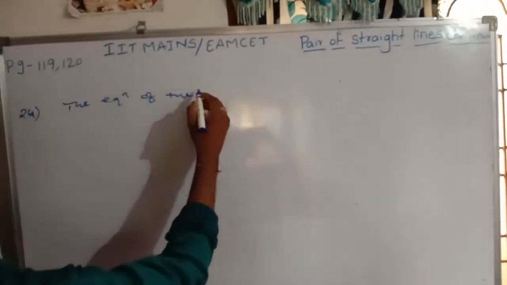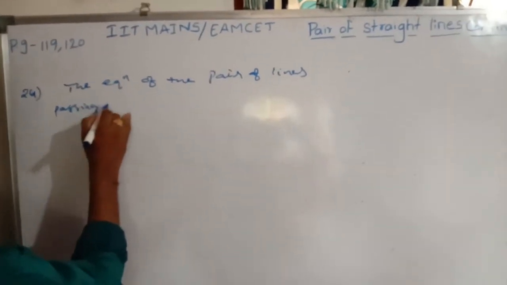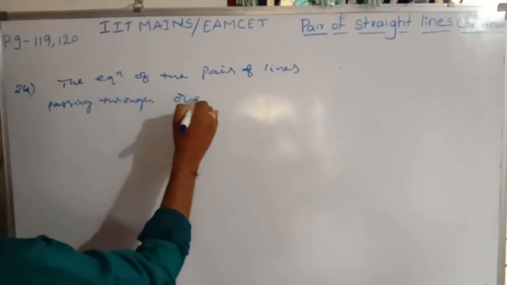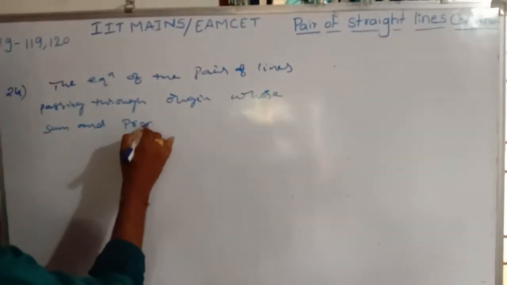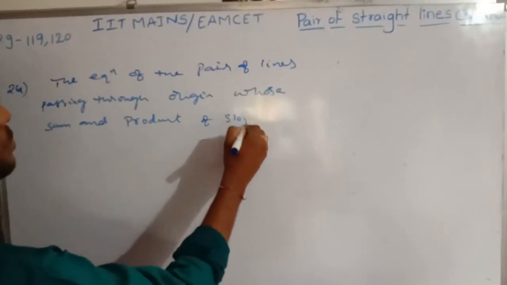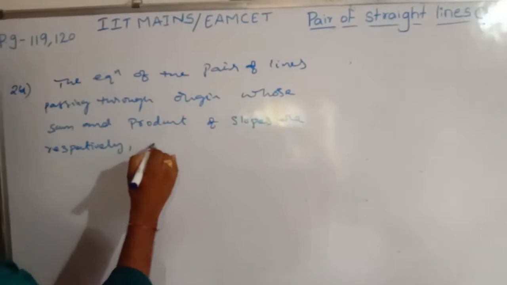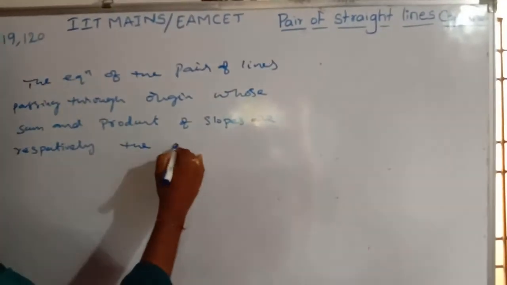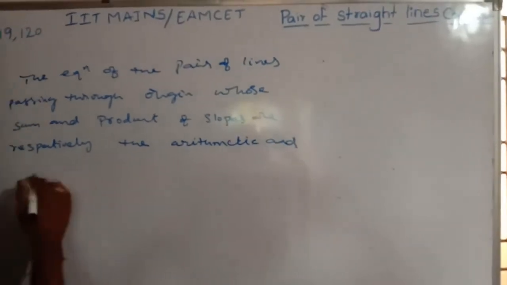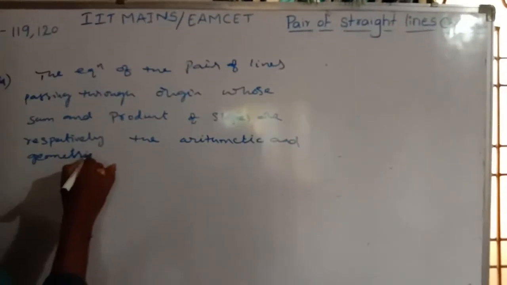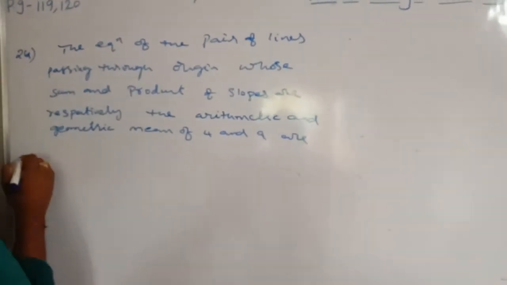The equation of the pair of lines passing through the origin whose sum and product of slopes are respectively the arithmetic and geometric mean of 4 and 9 is.